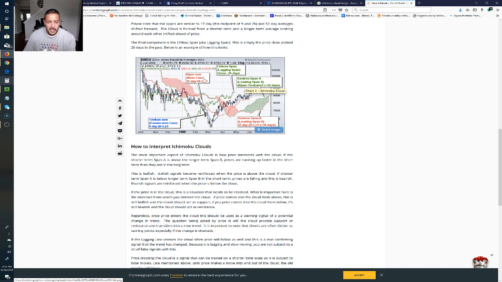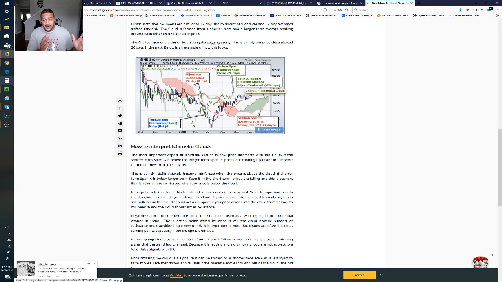Anyways, to make a long story short, the baseline is the red line. Okay, that's a 26-day. So here's the definition of the baseline. The baseline is the red line. It's the 26-day high and low. All right, 26-day.